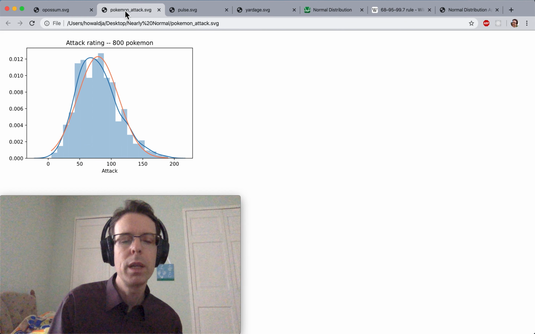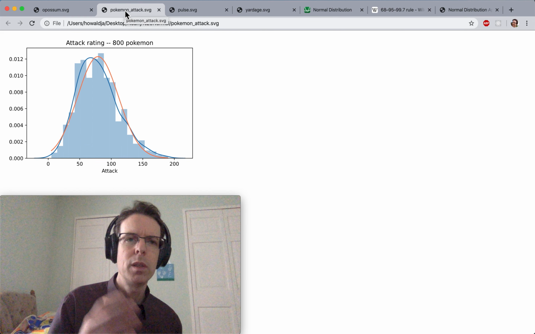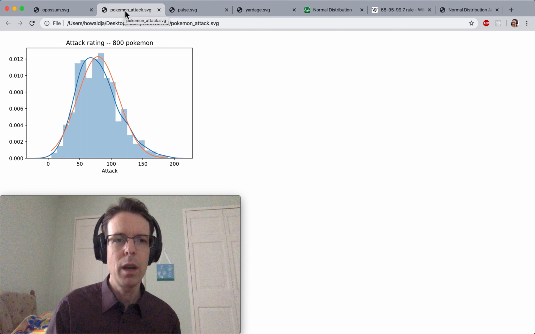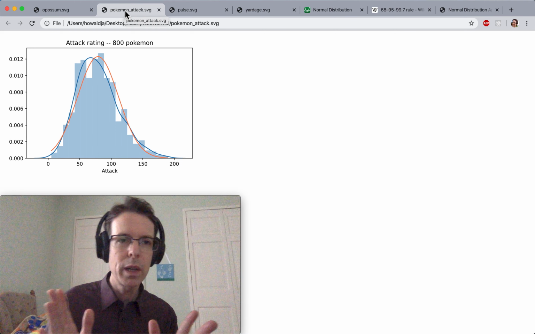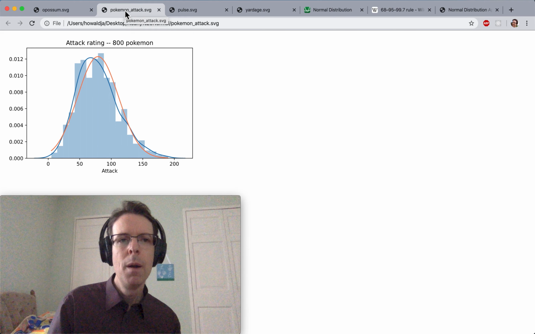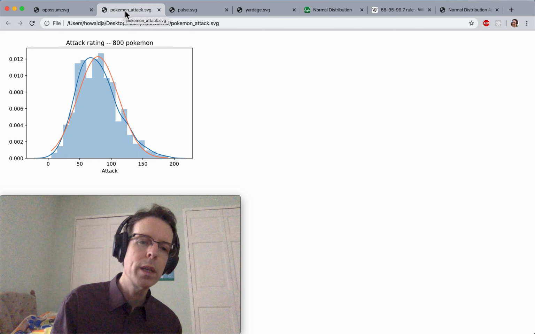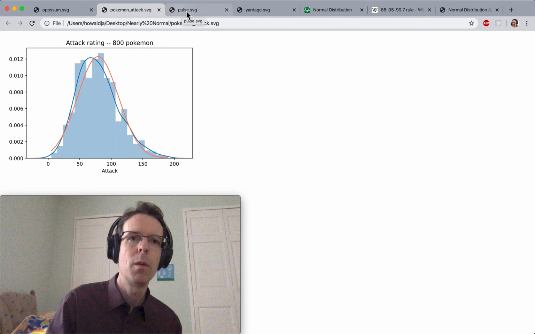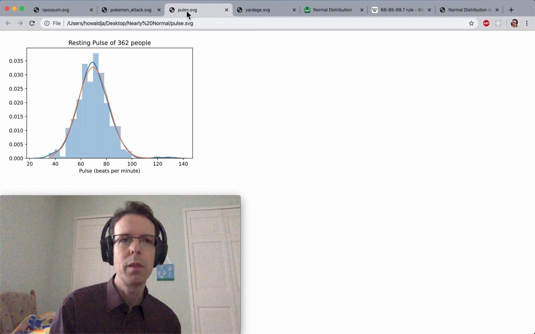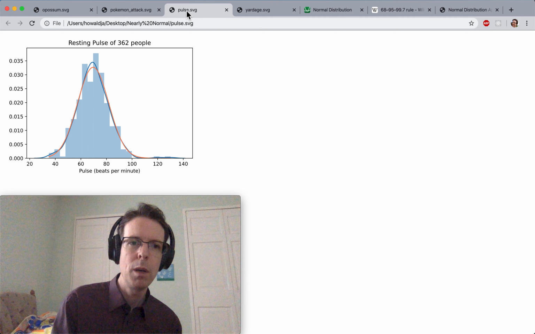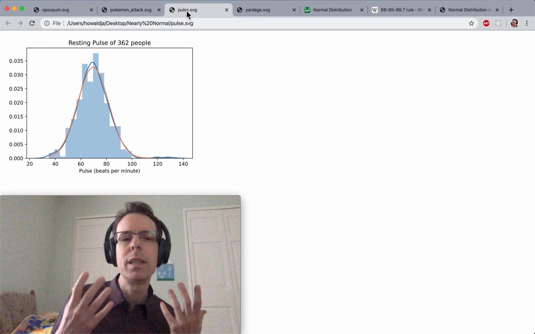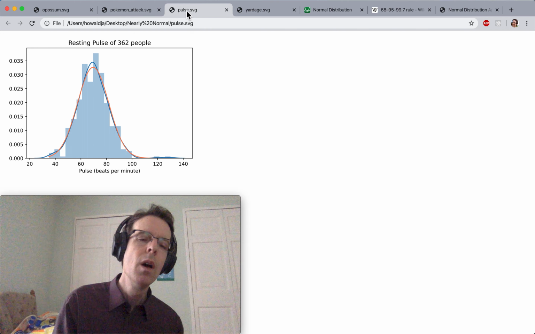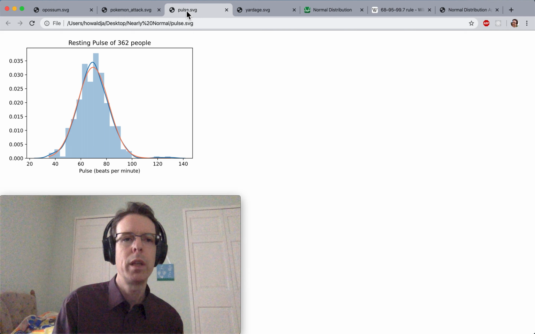Now here's just a completely random data set. This is the attack rating, whatever that means, of 800 different Pokemon. Now it's a little bit different. It's a little bit asymmetrical. It kind of leans out to the left a little bit, but it's basically the same general shape. One large bulge in the middle. We got a right tail, we got a left tail. That's very typical. Here's another typical data set. This is the resting pulse of 362 people. Is there something special about pulse? No, there's something special about data that tends to make it keep looking this way. One large bulge and tails along the outside.